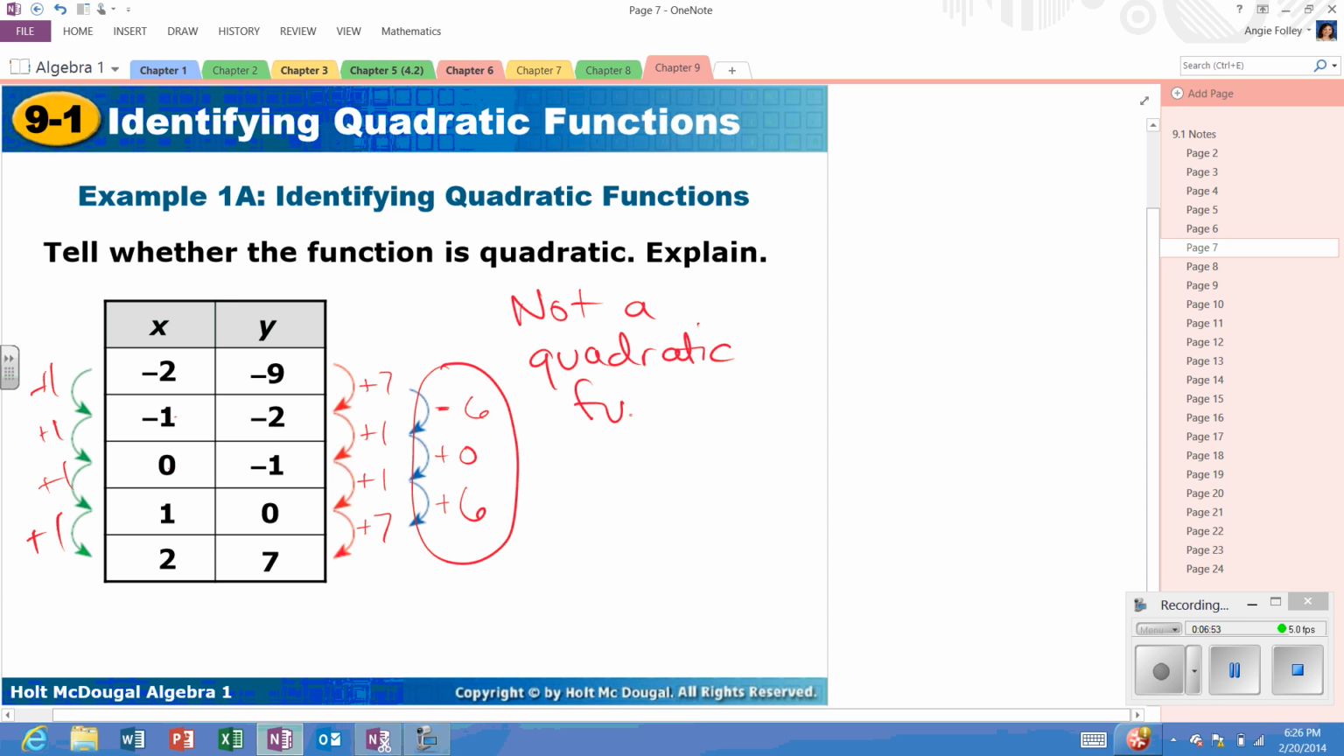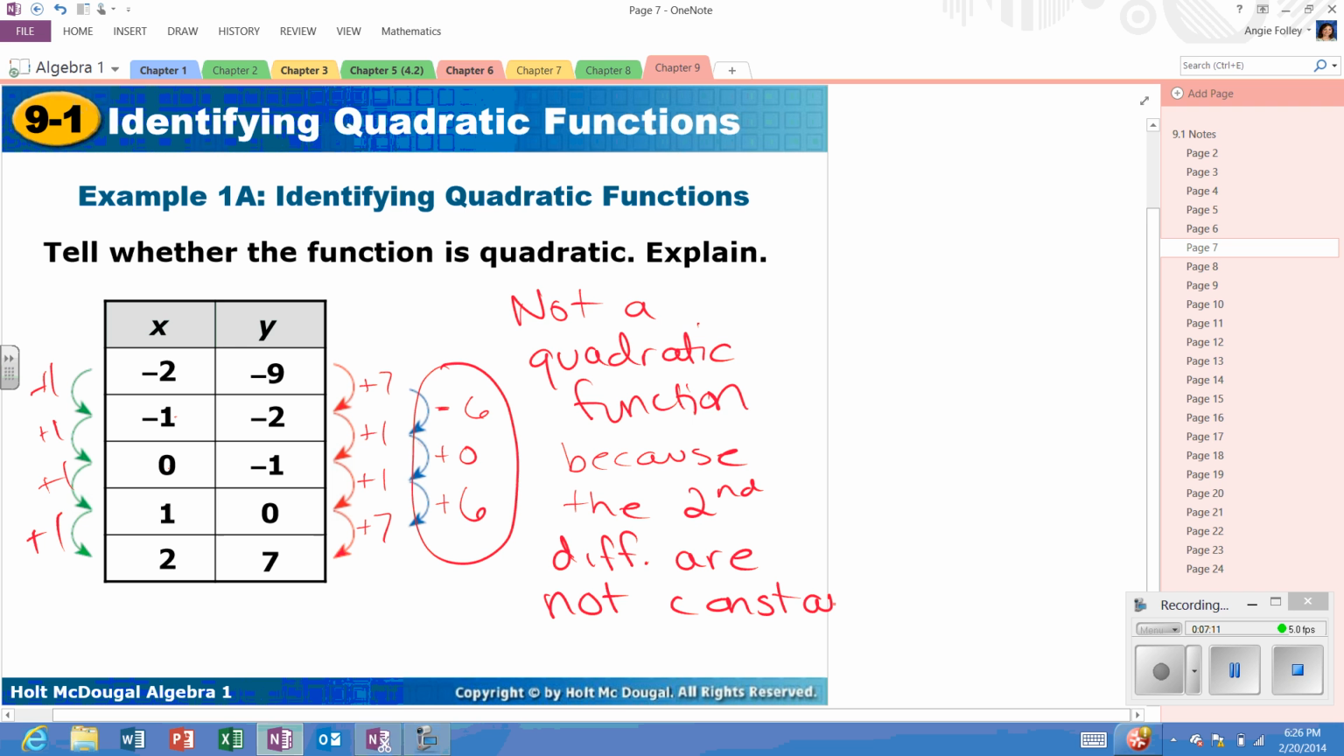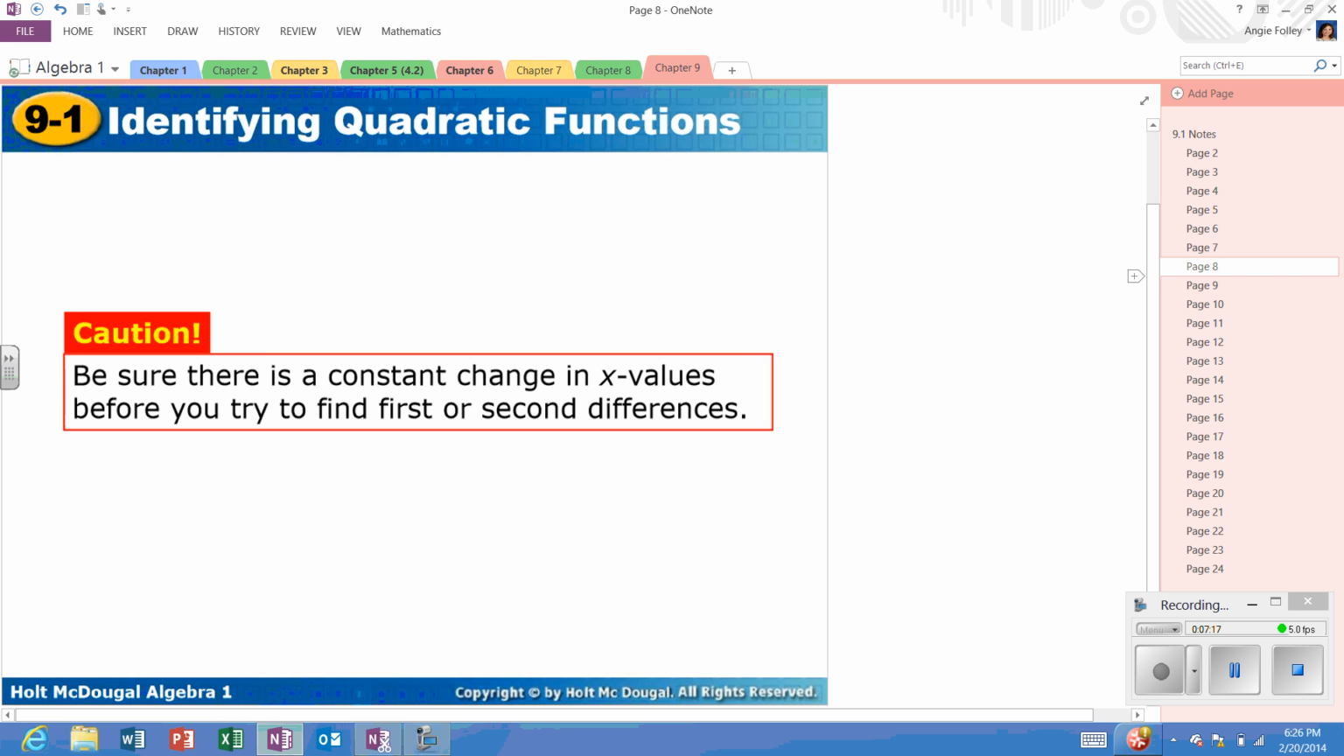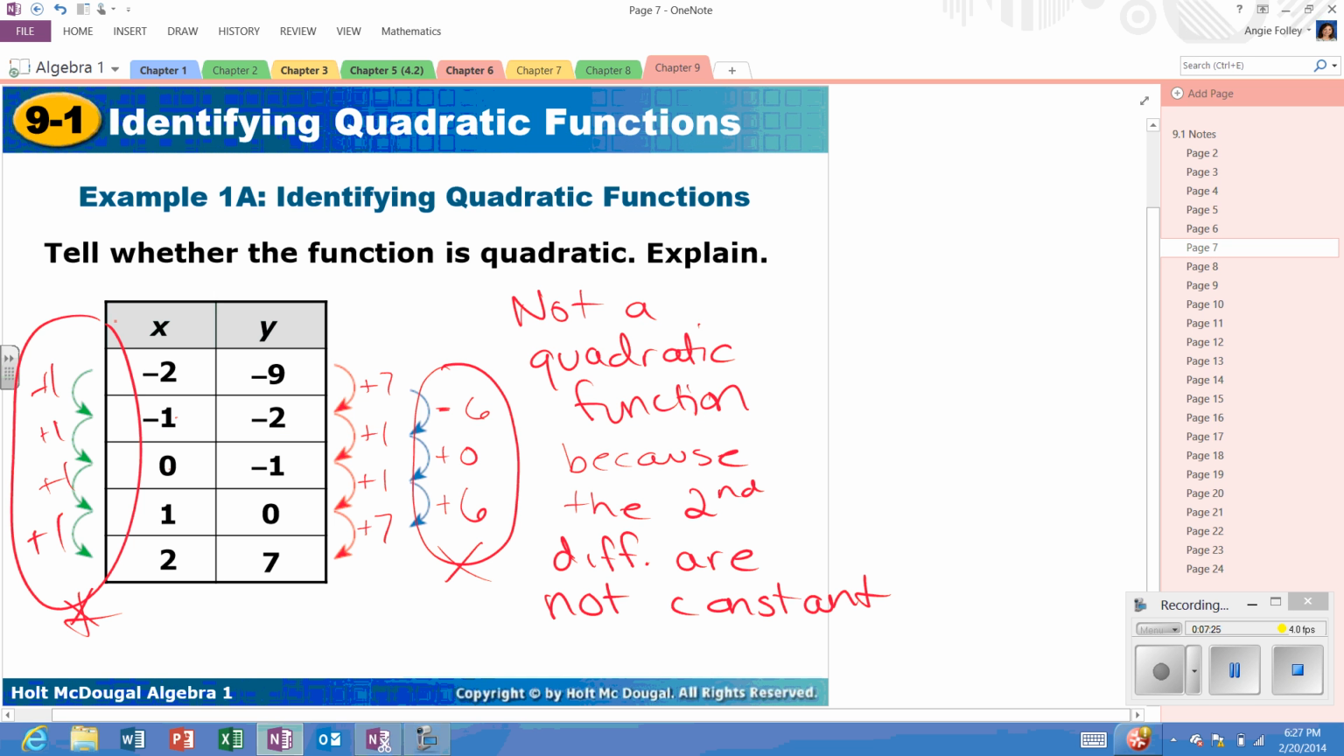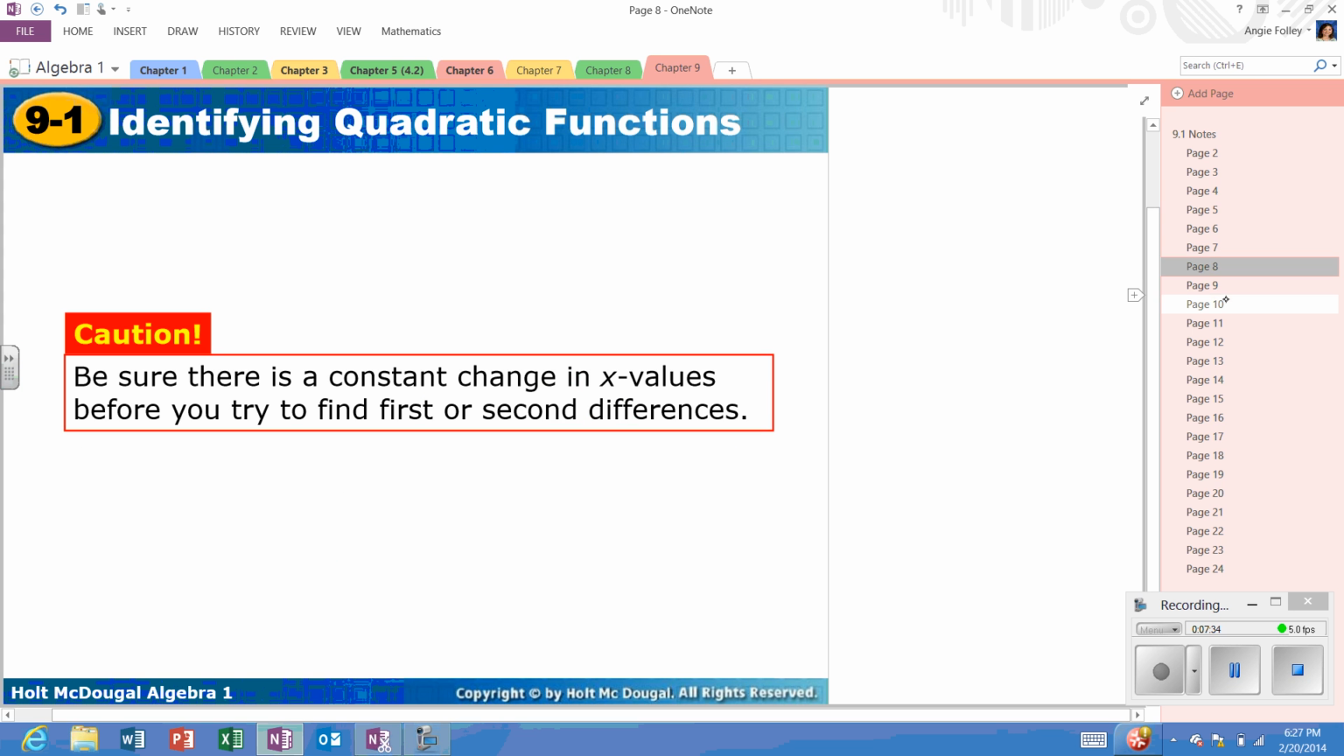Not a quadratic function, because the second differences are not constant. So even though the x values over here were constant, these were not, okay? Just be sure that the x values are constant. If you check the x values back here and they weren't constant, there's no point in checking the first and second differences of the y. So this has to be constant in order to go on. So make sure you pay attention to that.